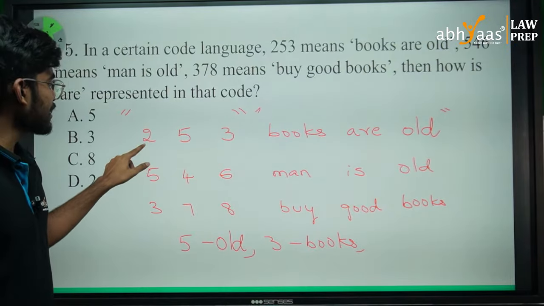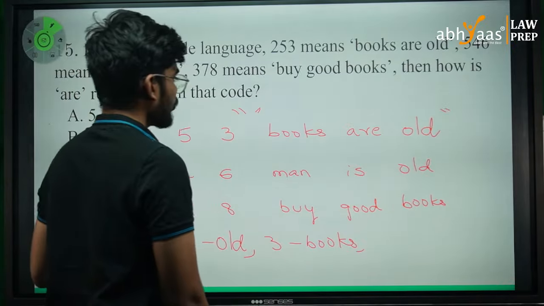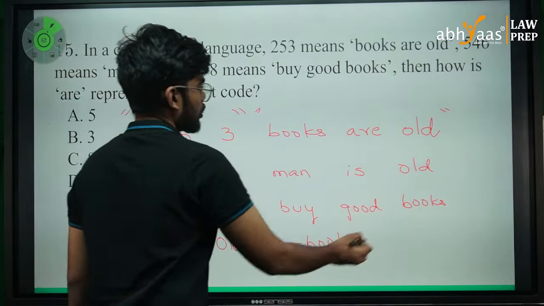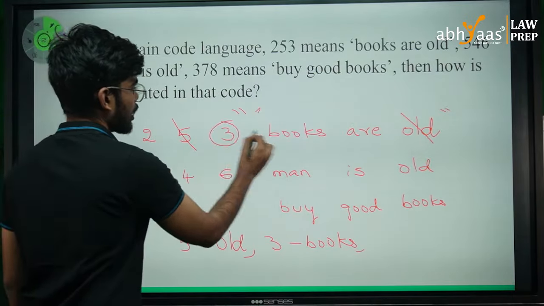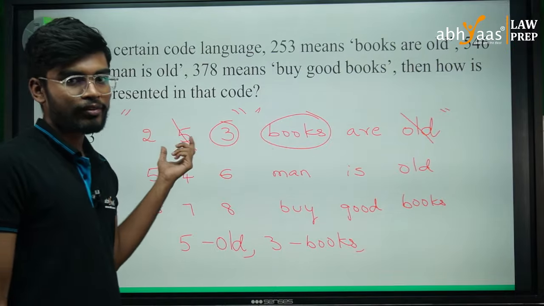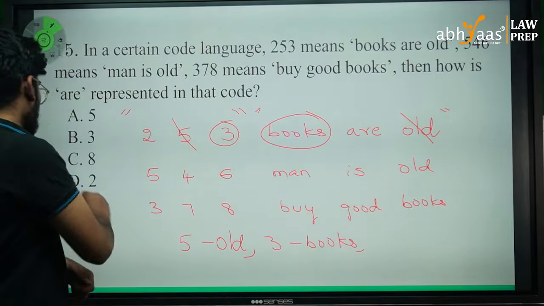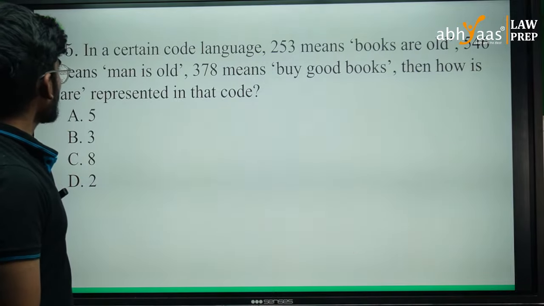And what is left? R means 2, of course. Why? Because the code for old is 5, and the code for books is 3. So what is left? For R, only 2 is left. So 2 is the answer, which is in option D. Moving to the next question.